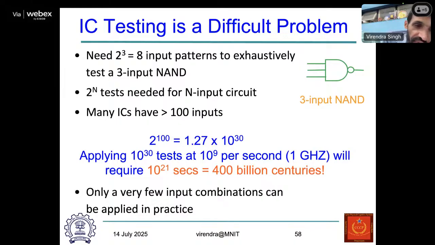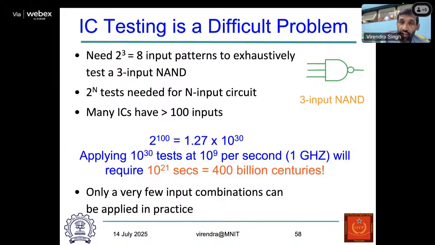Now, if there is a defect, it may not give you the correct output. And therefore, I need to apply 8 inputs to completely characterize whether this NAND gate is correctly implemented or not.